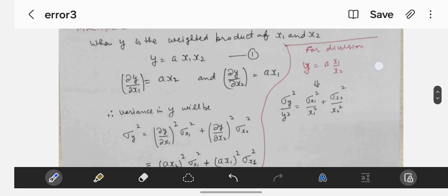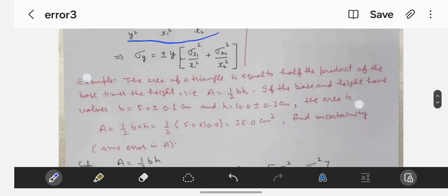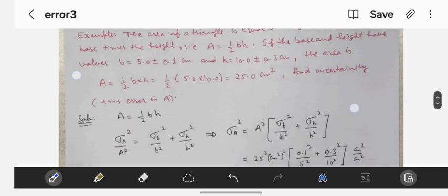From here, also in the division case, we see that y equals a x1 divided by x2, then sigma y square equals this, just the same. We already proved that.